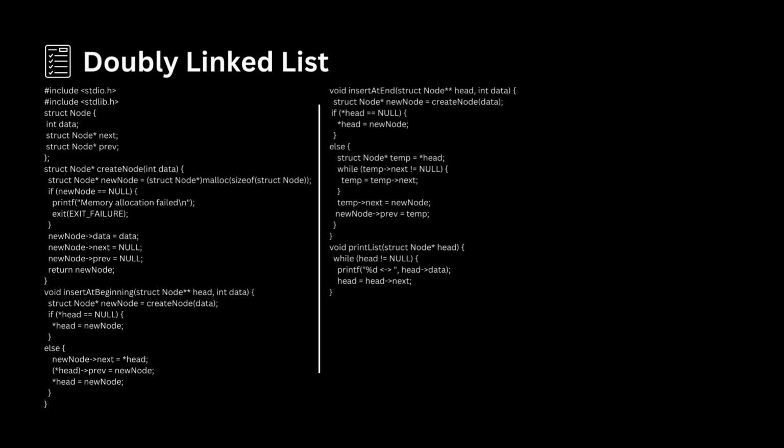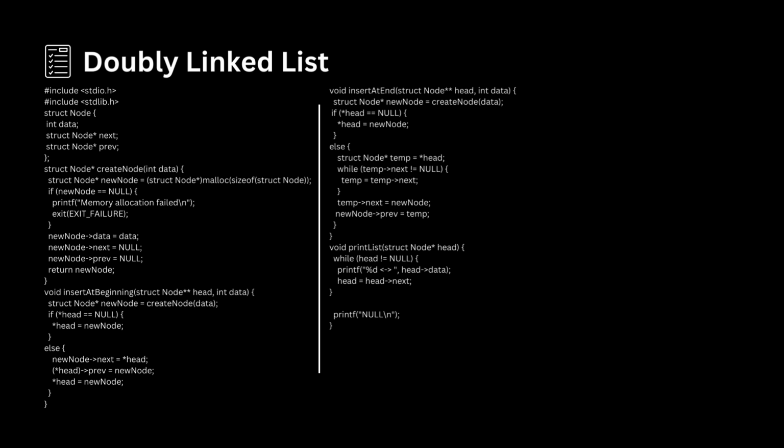After printing the data, it moves to the next node by updating the head pointer to point to the next node in the list. After the loop completes, it prints null to indicate the end of the linked list. This is done outside the loop to avoid printing the separator after the last element.